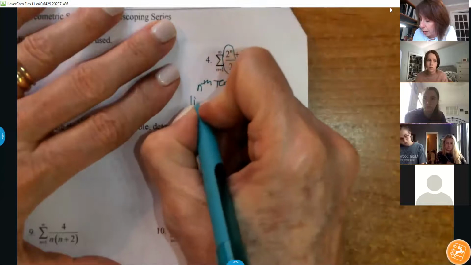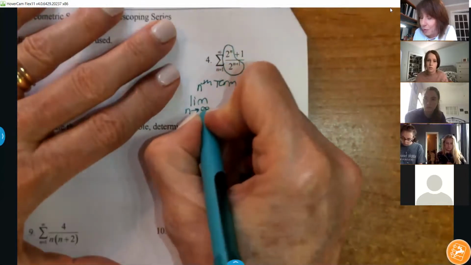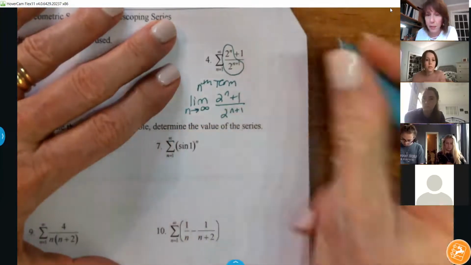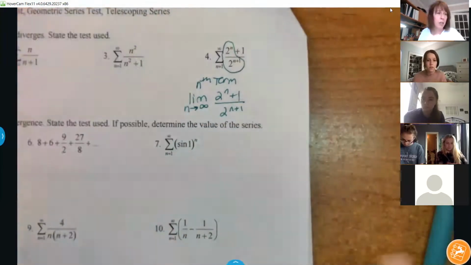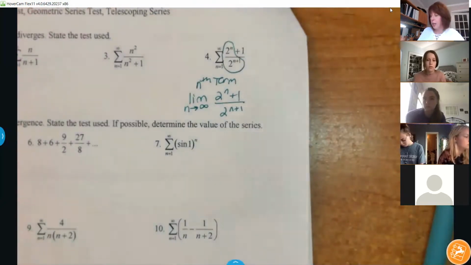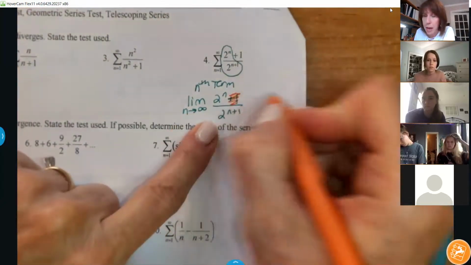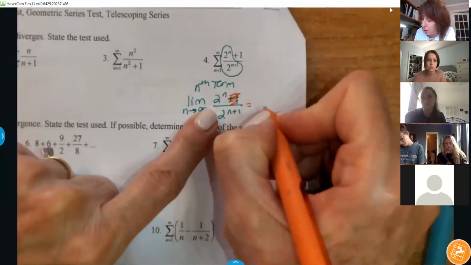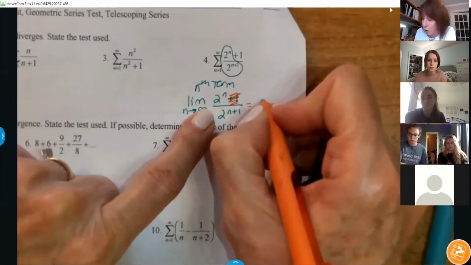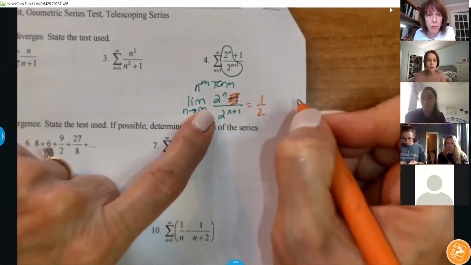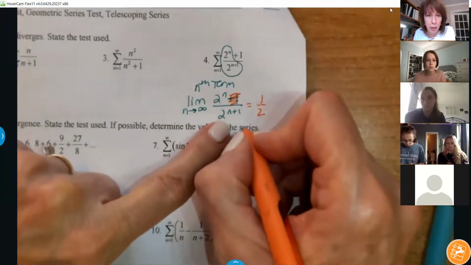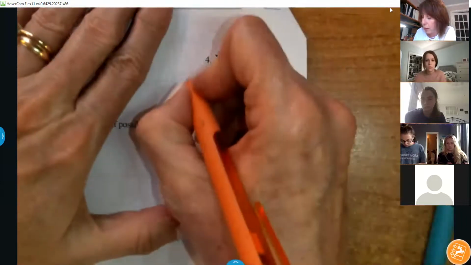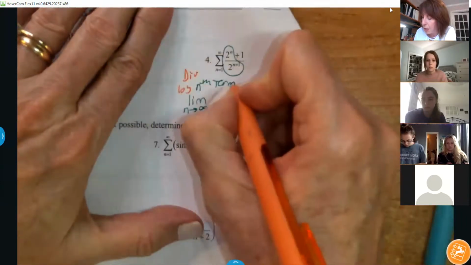So for the nth term test, I would find the limit like that. As n goes to infinity, this +1 doesn't matter. And I'm left with that, which reduces to 1/2, right? Just 2 on the bottom, 1 on top. And that is not 0. So we diverge by nth term test.